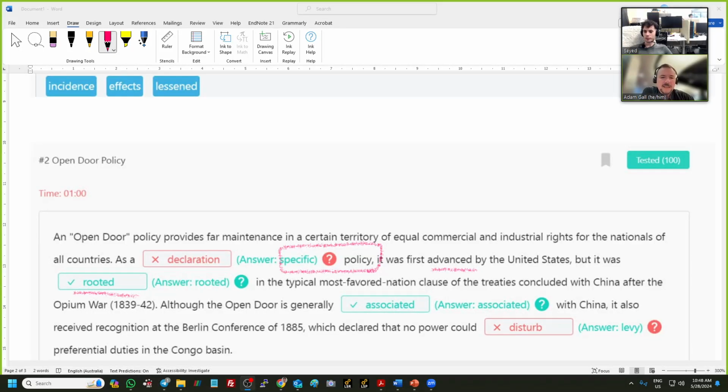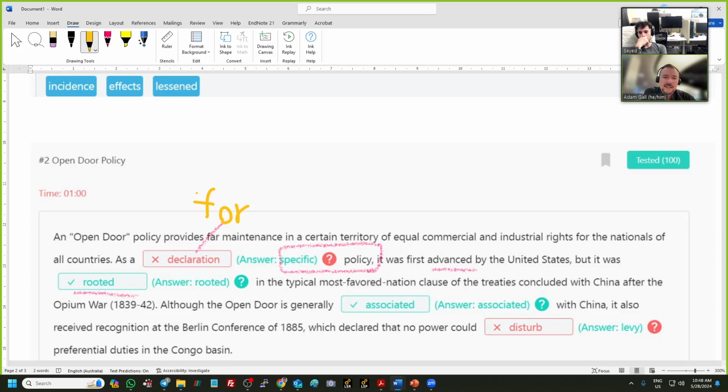Okay, so the first sentence is confusing because instead of saying "provides for," it says "provides far." So "far" is wrong. It provides for maintenance in a certain territory of equal commercial and industrial rights for the nationals of all countries. What they're saying is that the policy is about doing business, and people from any country can do business on equal terms in a particular country. They can own property, they can enter into contracts in the same way that citizens of that country can. So that's what an open door policy is supposed to be.